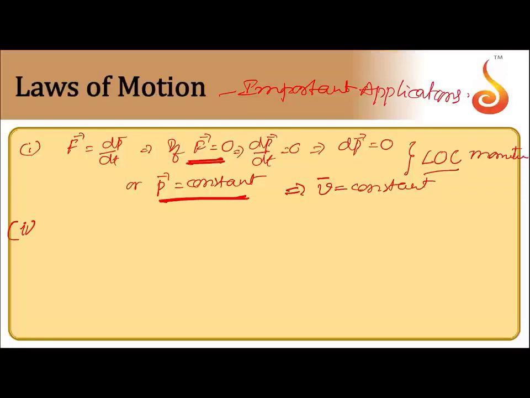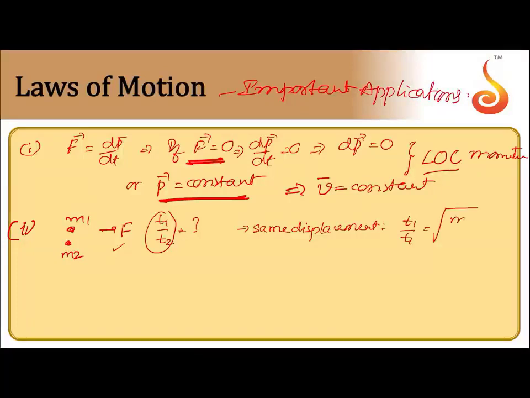Second, suppose I consider two objects. This is a direct application which is quite useful in handling numerical problems. Let's assume that there are two objects of masses m1 and m2, and suppose the same amount of force acts on them. Initially they are at rest, and our objective is to find the ratio of time t1 to t2 such that they have the same displacement. If that be the case, T1 by T2 is equal to the square root of m1 by m2.